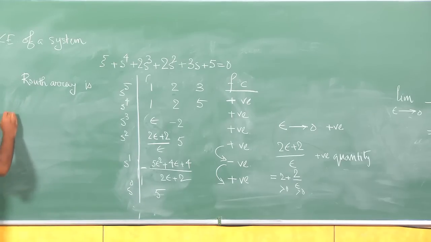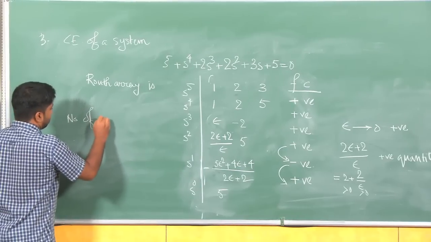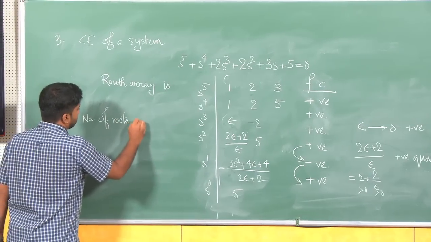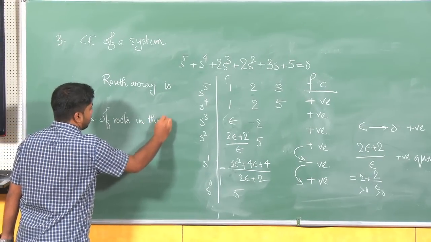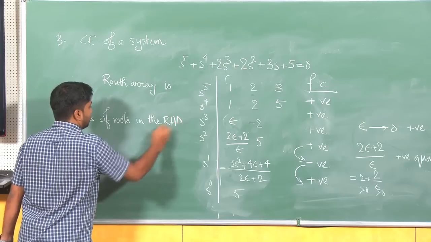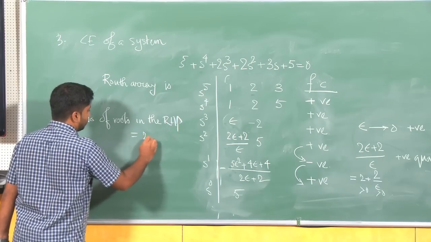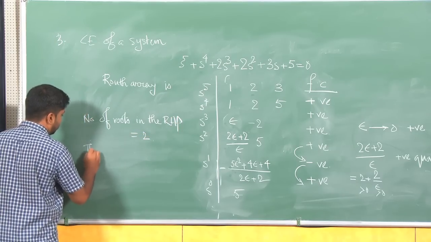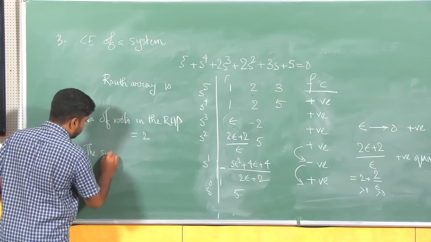So, number of roots in the right hand plane is equal to 2 and the system is unstable.